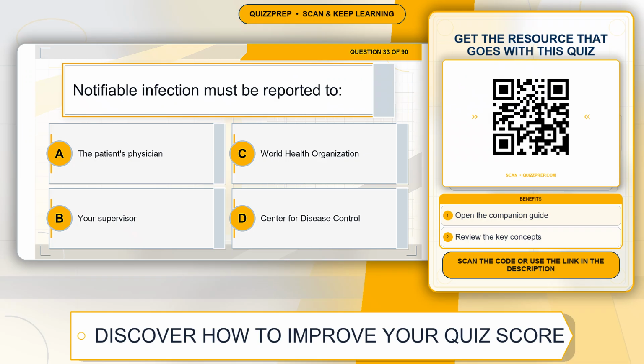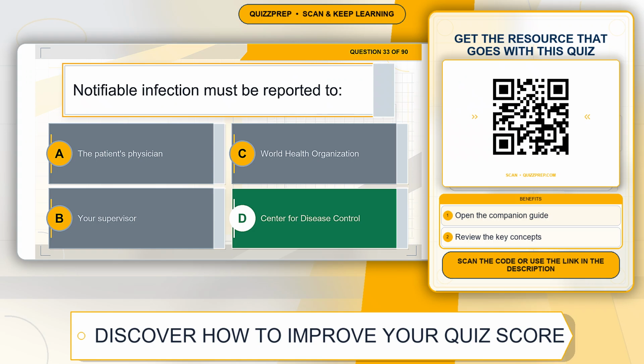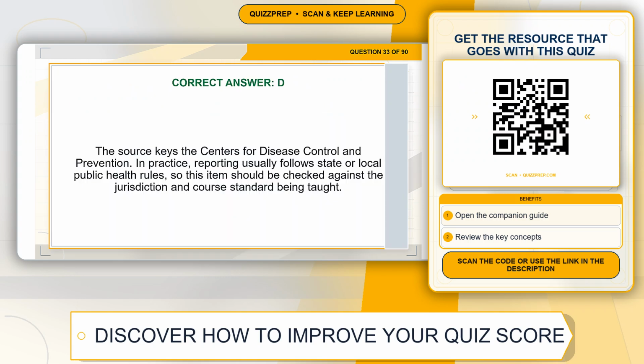Question 33. Notifiable infection must be reported to: Option A, the patient's physician. Option B, your supervisor. Option C, World Health Organization. Option D, Center for Disease Control. The correct answer is option D, Center for Disease Control. Explanation. The source keys the Centers for Disease Control and Prevention. In practice, reporting usually follows state or local public health rules, so this item should be checked against the jurisdiction and course standard being taught.